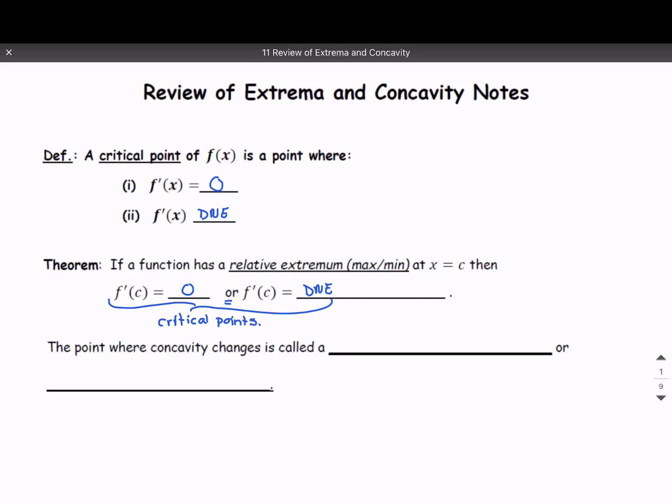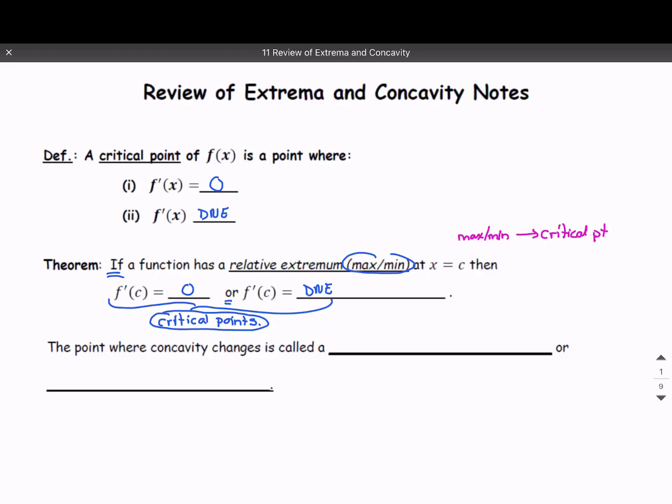So if there's going to be a max or a min, it's going to happen at the critical points. But just because we have a critical point does not mean we'll have a max or a min. This only works in one direction. If you have a max or a min, then you know you have a critical point. Every critical point is not necessarily a max or a min.